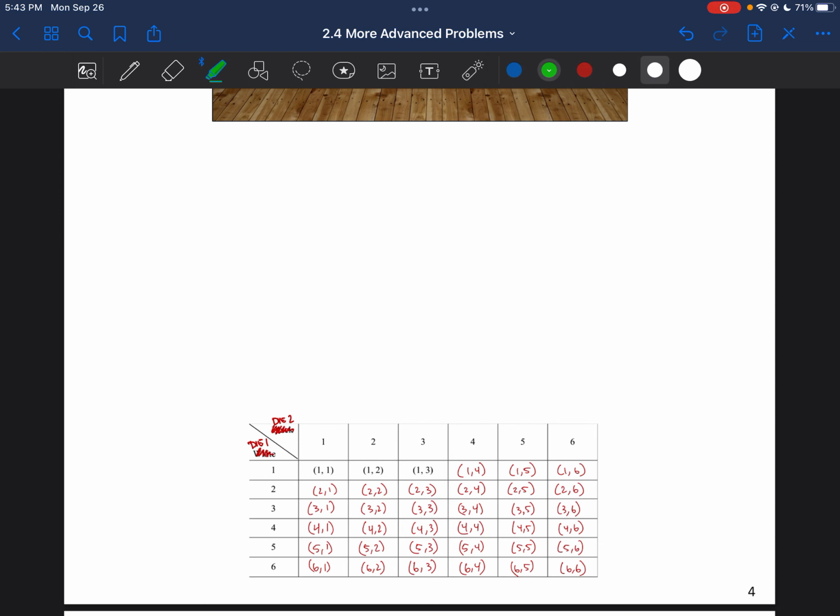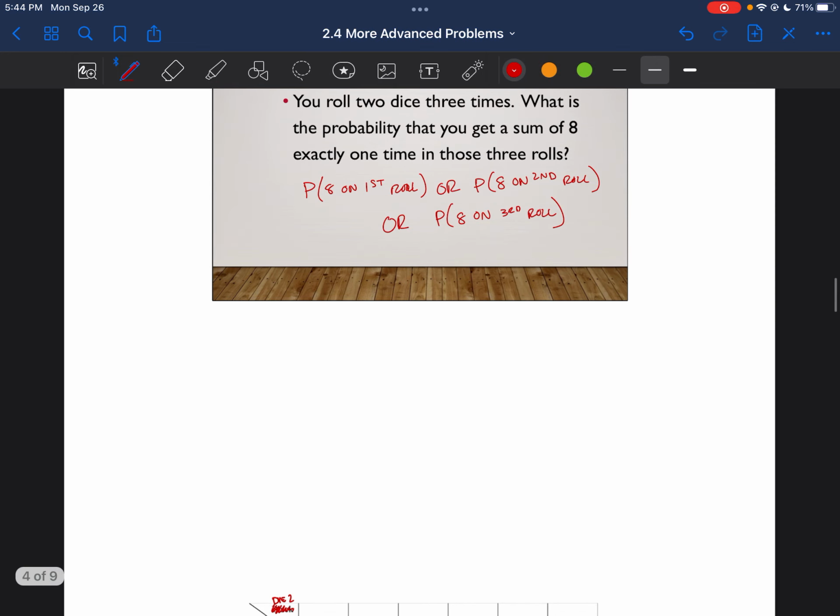We know that we can get an 8 1, 2, 3, 4, 5 different ways. So there's 5 different ways I can get an 8 out of 36. That's the probability of an 8, which means the probability that I don't get an 8 is going to be 31 out of 36. So let's take this one at a time.